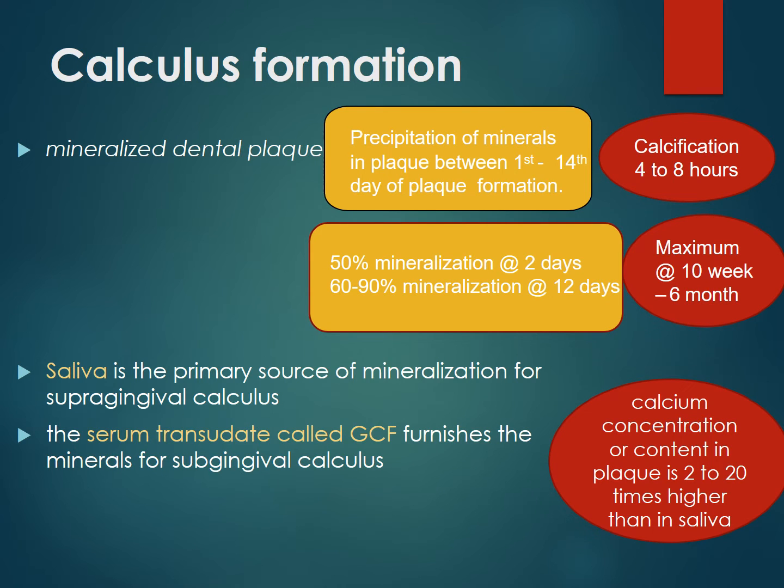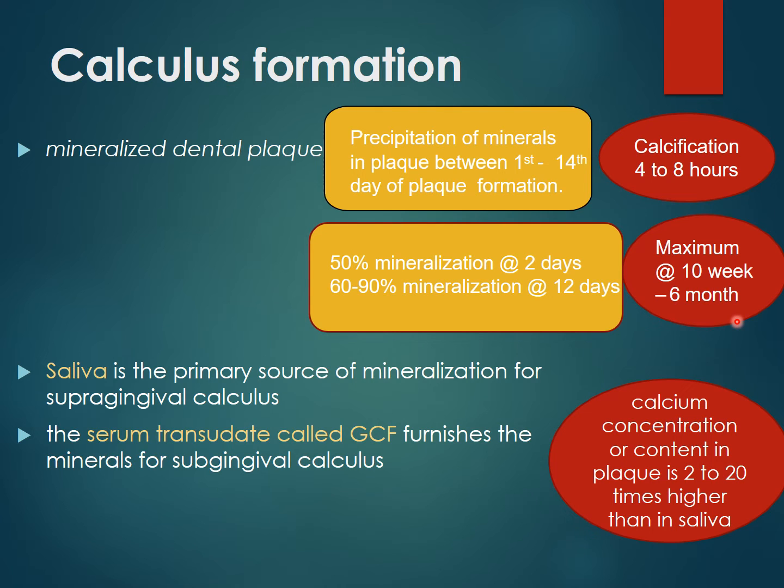Coming to the important part, the dental calculus formation. Dental calculus is mineralized dental plaque. The precipitation of minerals occurs in plaque between the 1st and 14th day of plaque formation. The calcification itself occurs within 4 to 8 hours. Maximum 50 percent of mineralization occurs by 2 days, and 60 to 90 percent of mineralization occurs by 12 days. The maximum rate of formation occurs by 10 weeks, and then up to 6 months.